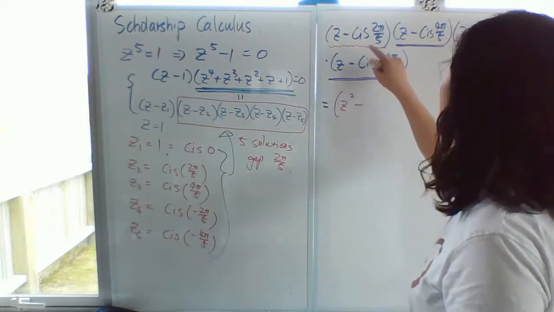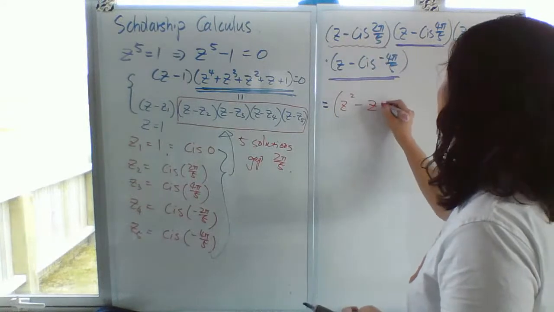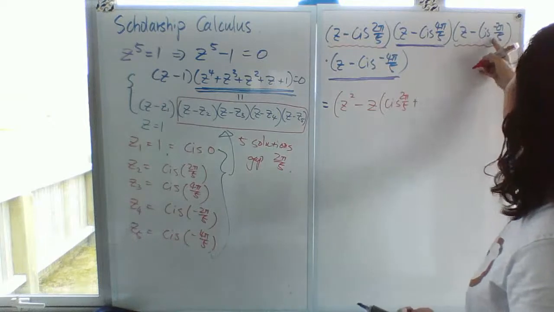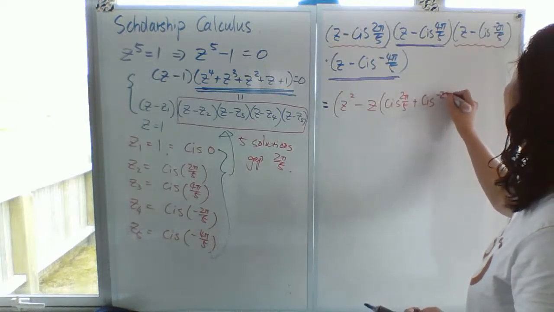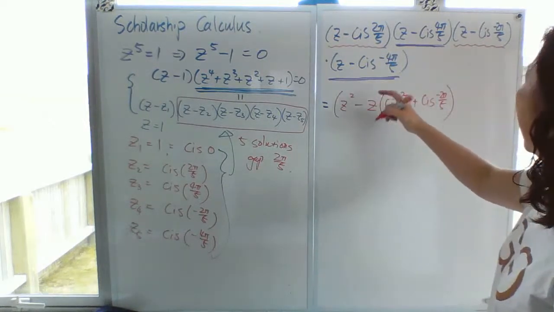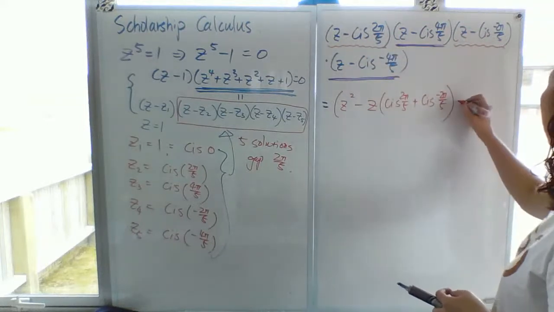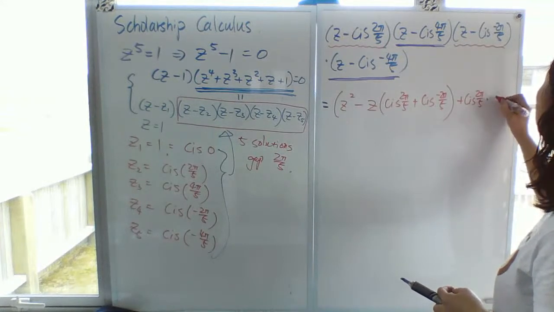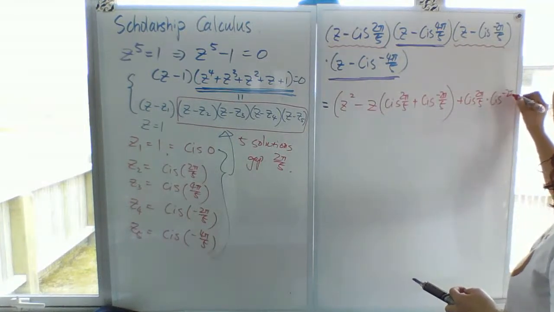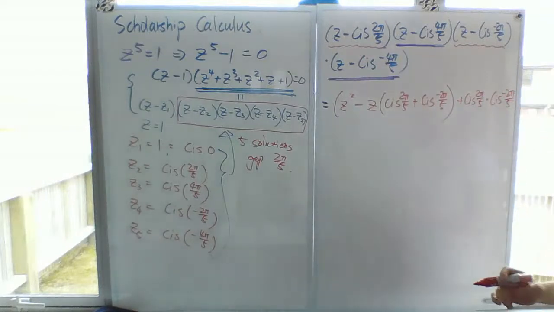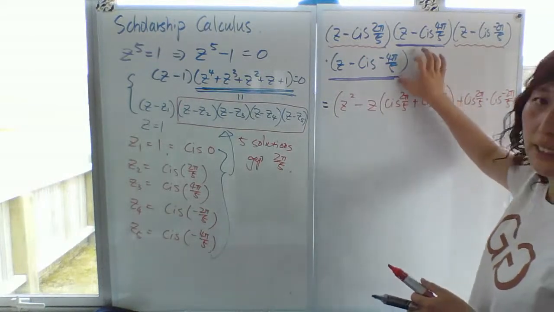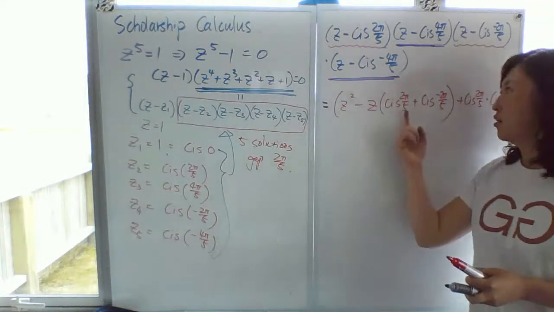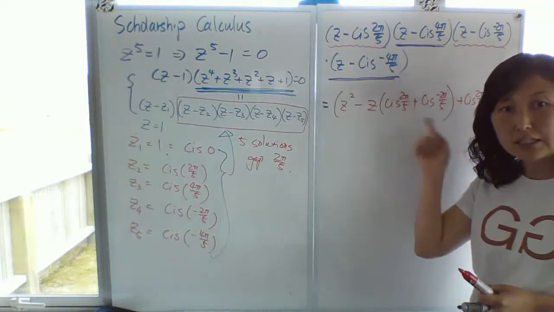That will give me z squared minus z times the bracket, cis 2 pi on 5 plus cis negative 2 pi on 5, and then multiply these two things here. There'll be positive cis 2 pi on 5 multiplied by cis negative 2 pi on 5. Now, before I move on to the next pair, the purple ones here, let's just have a look at this. What you have is two conjugates being added together.